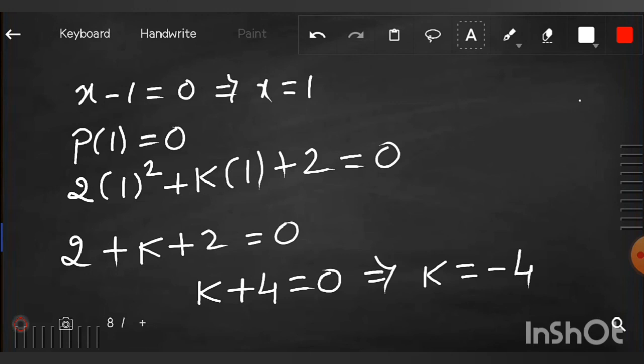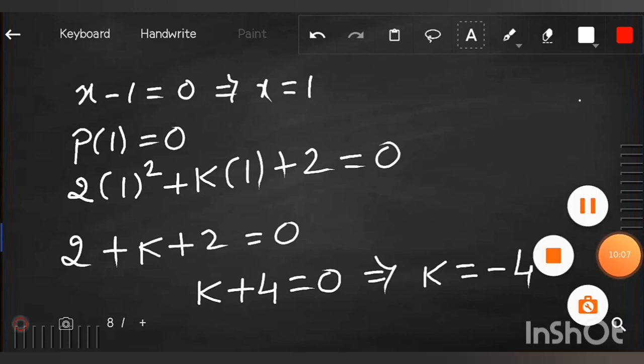This is how we'll find out the unknown value when a factor is given for a polynomial. Okay, so the remaining two problems you try yourself.